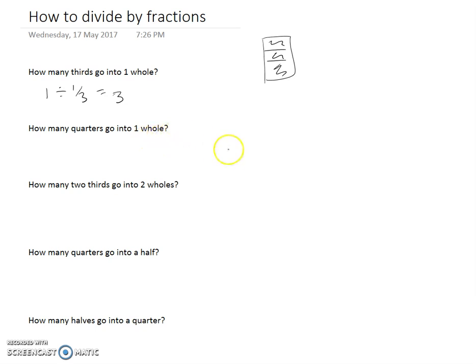How many quarters go into one whole? Okay, so here's my whole, split it into quarters. How many quarters are there? 1, 2, 3, 4. You have to imagine that sort of equal spacing. 4 go into a whole.